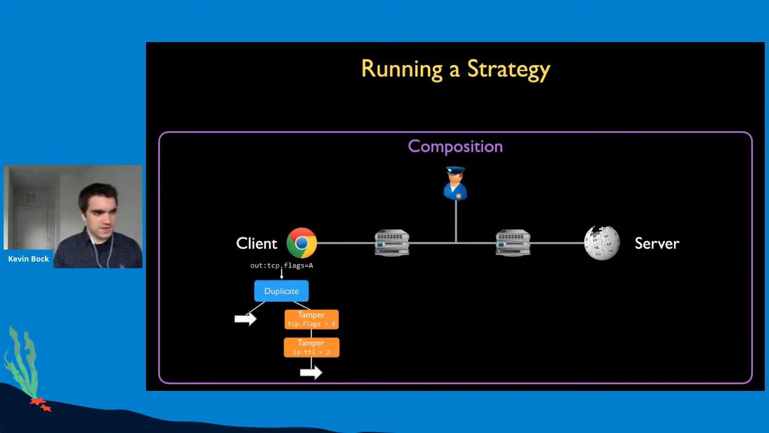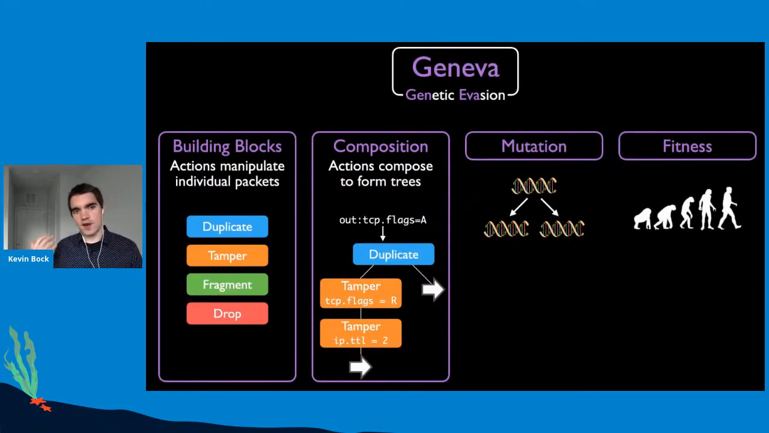And if you'll notice, this action tree exactly captures the strategy I opened with at the beginning. This is a TTL limited reset attack. And to prove to ourselves that this composition was expressive enough, we were able to go back to prior work and re-express all of those strategies with these building blocks. So this is the composition we have in Geneva. So next, I'll talk about mutation.